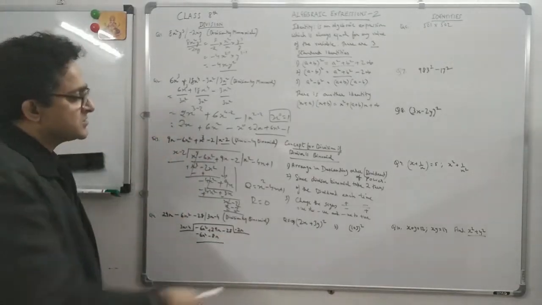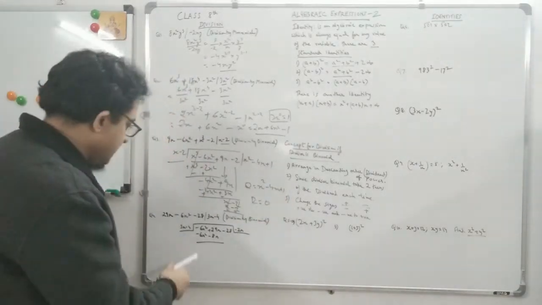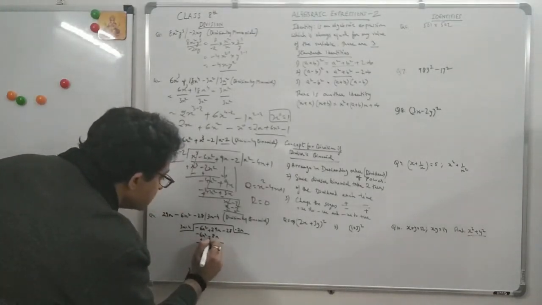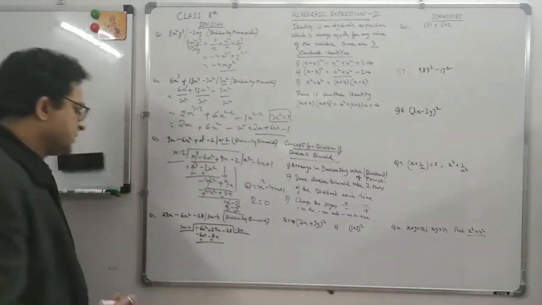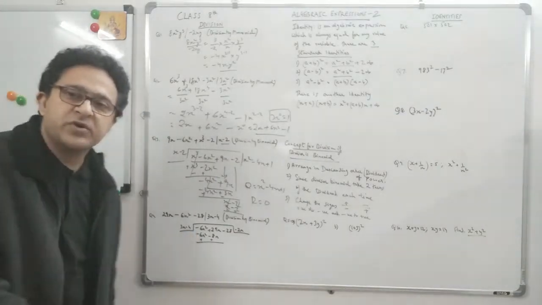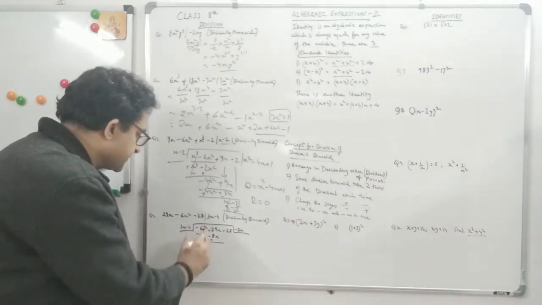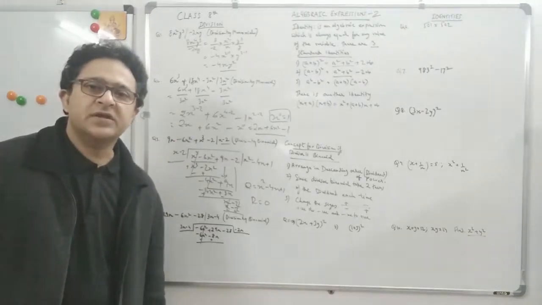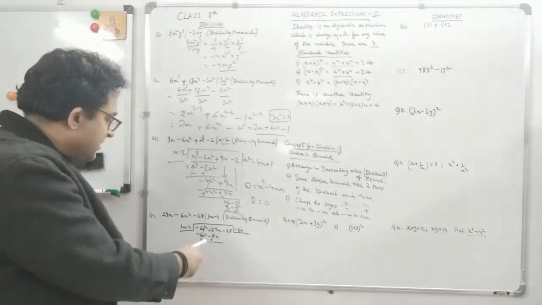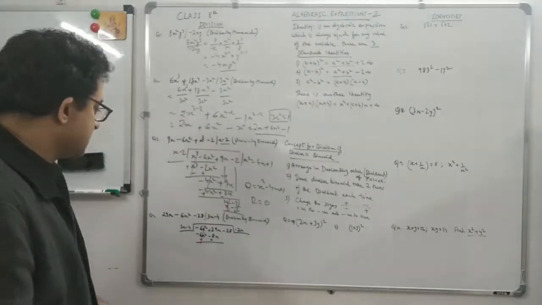Now, the third step, we will change the signs. So minus becomes plus, and minus here becomes plus. Right? So what happens here? Minus 6x square and plus 6x square will be cancelled. Right? And plus 29x plus 8x.